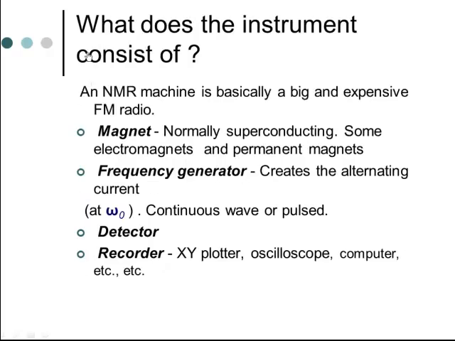Now, what would an NMR instrument consist of? So, any instrumentation in NMR should involve a magnet, as we need to place the sample in a magnetic field, and we need a frequency generator to produce radio waves, a detector to detect those radio waves, and a recorder to obviously record the data.